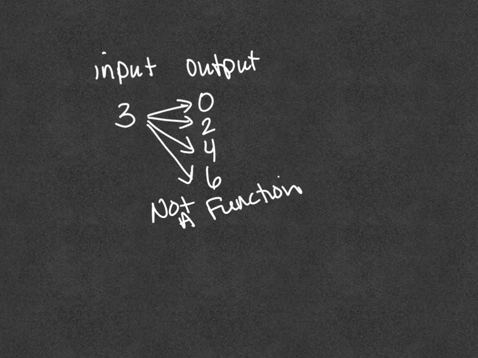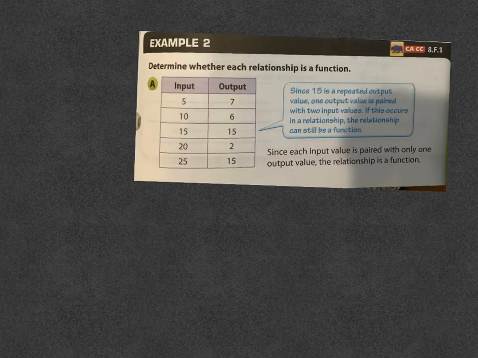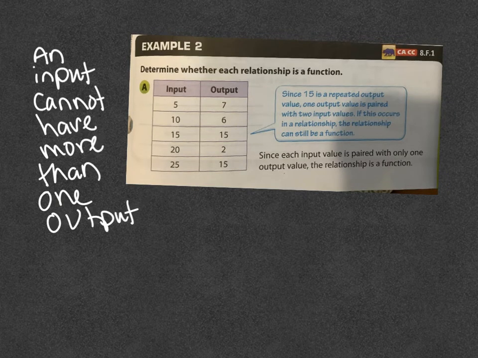Not a function! So how can I determine whether something is a function from a table? Well, here are all my inputs, and here are all my outputs. And I just need to keep in mind a couple of things. And actually, I really just need to keep in mind one thing. An input cannot have more than one output. So I'm going to look through my inputs here. There's an input of 5.